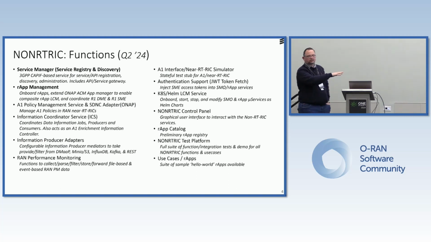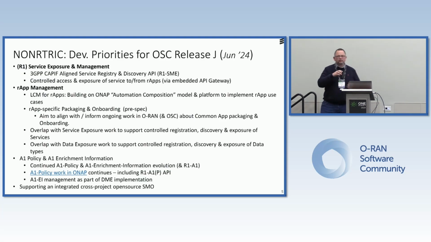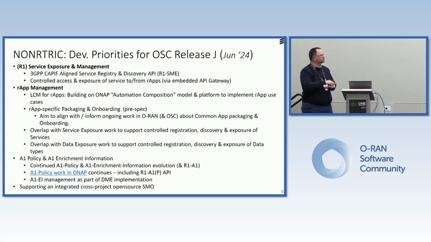We've also dipped our toe in many different areas around data management and exposure, and the A1 policy functions I mentioned earlier. How do we produce and consume data? So adapters for mapping, for instance, OAM data to R1 data. What else have we got here? We did a deep dive on gathering PM data from a RAN and producing it in a way that it's consumable by our apps. We have a simulator for the A1 interface, and a bunch of other supporting functions on the left-hand side. So our priorities right now, for this release, are service management and exposure, and rApp management.